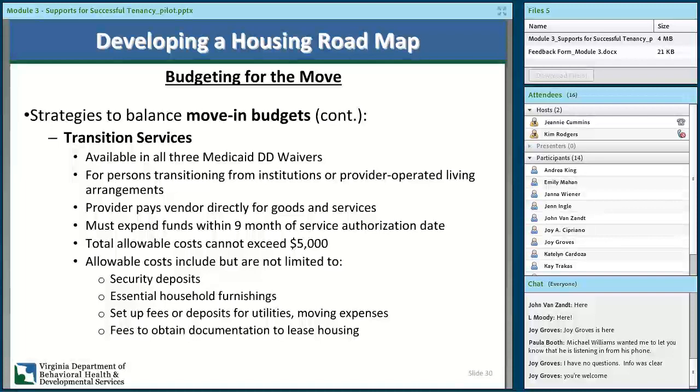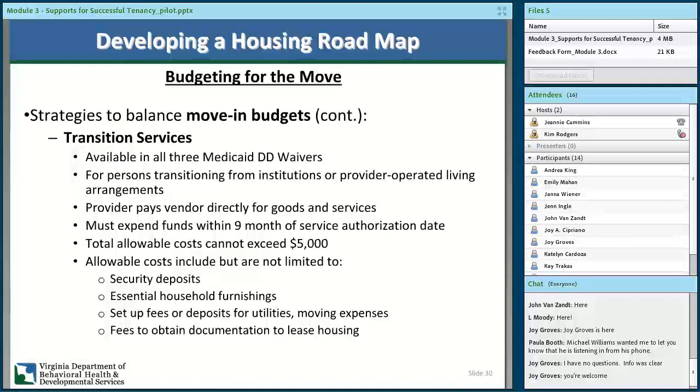The transition services provider pays the vendor directly for the goods or services, and DMAS, our Medicaid agency, reimburses the provider. Transition services are available for 1 transition per individual and must be expended within 9 months from the service authorization date. Total allowable costs can't exceed $5,000, but they can include and are not limited to security deposits to lease an apartment or home, essential household furnishings to occupy a home, such as furniture, window coverings, household items to prepare food, bed, and bath linens.